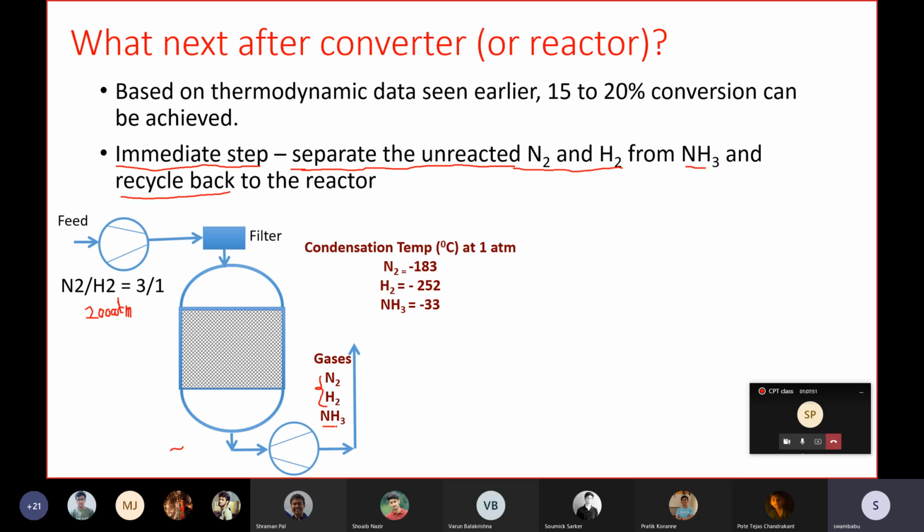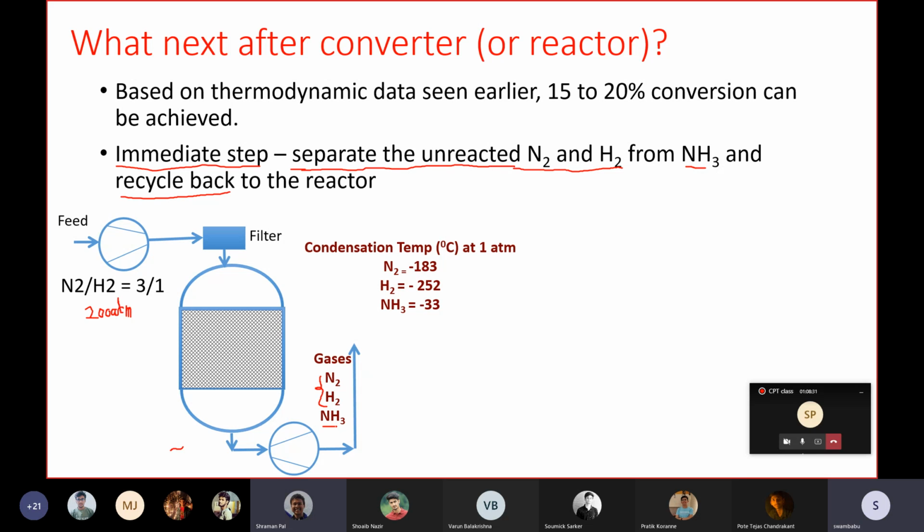So, if I want to separate ammonia from nitrogen and hydrogen, what should I do? Any guess from the students? Based on this clue, if you want to separate the unreacted nitrogen and hydrogen from the ammonia, what can we do? Liquefy ammonia. How? At what temperature?